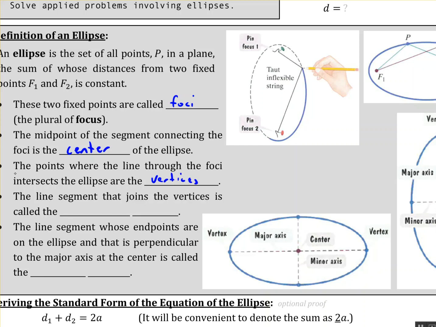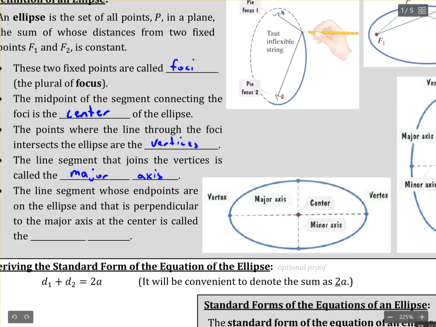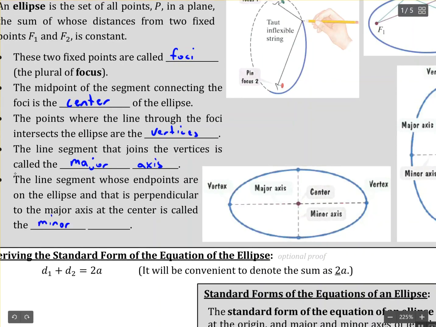The line segment that joins the vertices is called the major axis. The line segment whose endpoints are on the ellipse and that is perpendicular to the major axis at the center is called the minor axis. So the major axis is the long one, the minor axis is the shorter one. Also, a lot of times we call the points on the minor axis co-vertices. It's nice because usually when we're graphing, we'll find the vertices and the co-vertices. And again, it's singular: vertex and co-vertex.